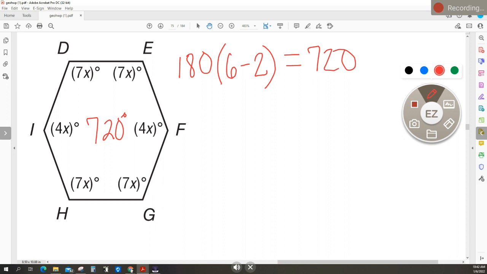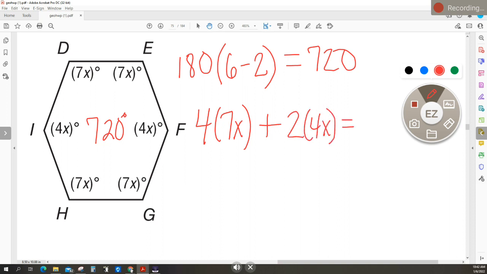Now, we could write 7x plus 7x plus 4x plus 7x plus 7x plus 4x. We could do that, right? Or, how many 7x's are there? There's 4. So we could do 4 times 7x, because there are 4 of them, plus, how many 4x's are there? 2. So we could do 2 times 4x, because there's 2 of them. And what does that have to equal? 720.